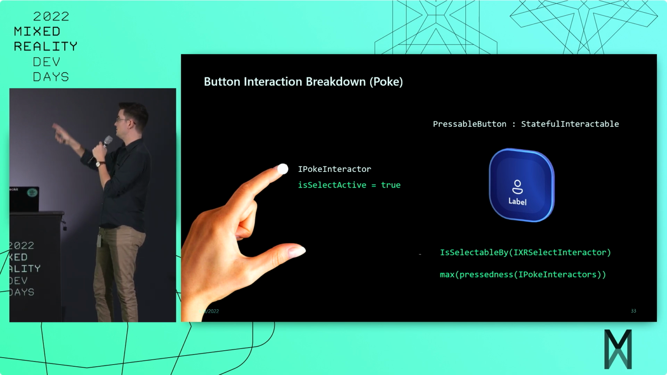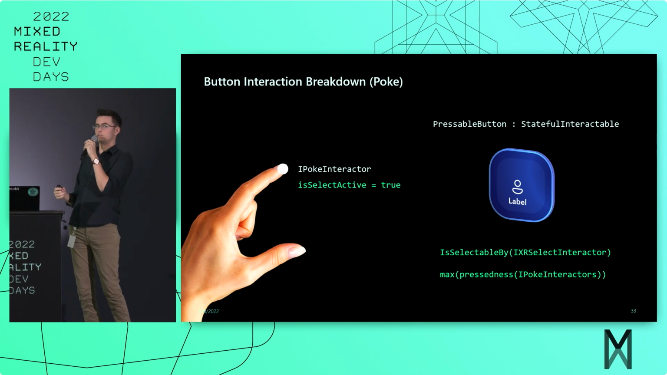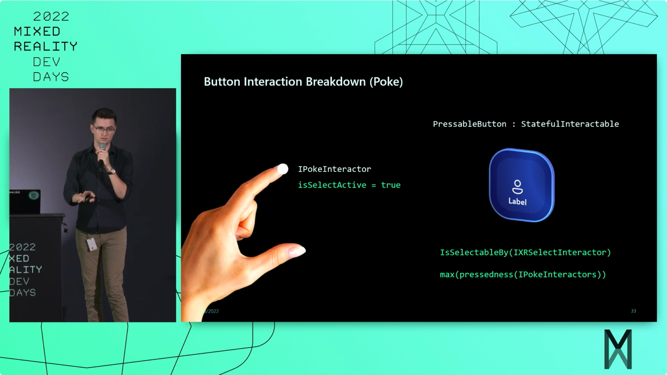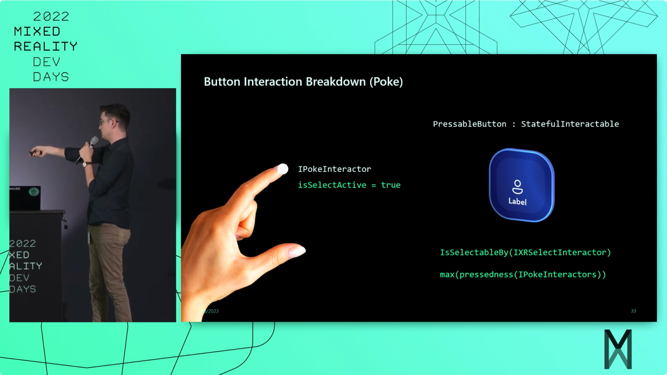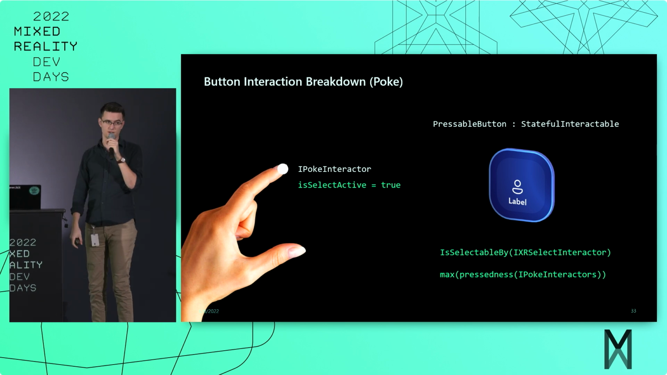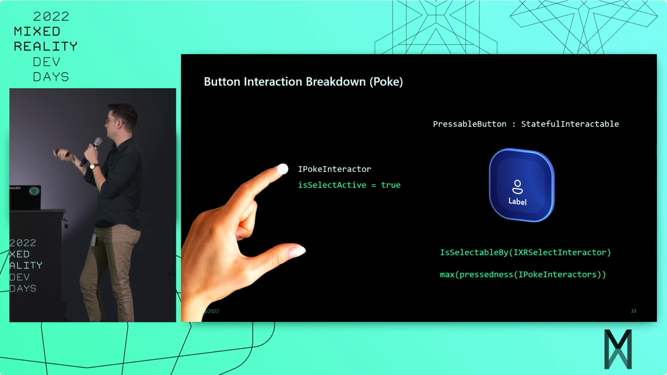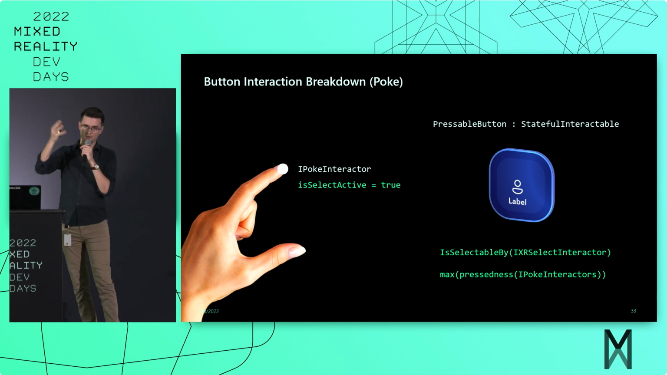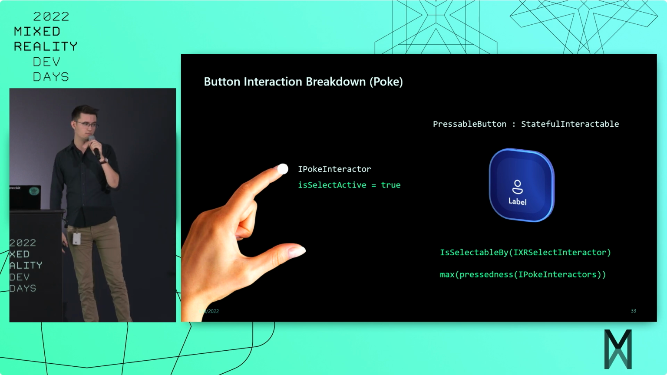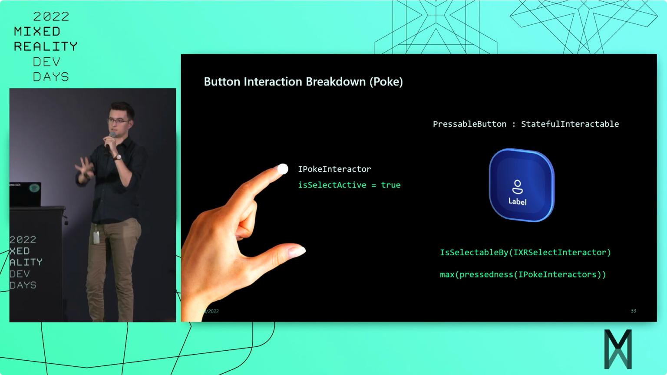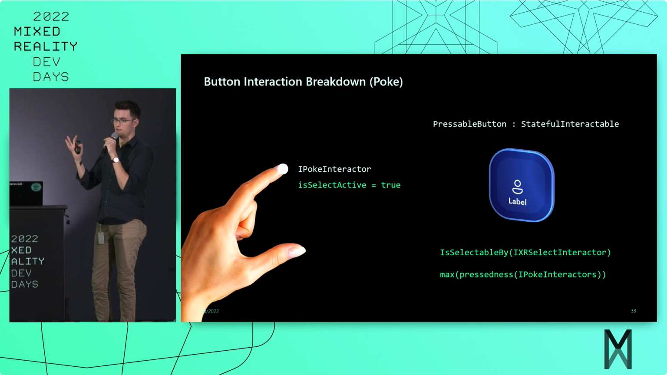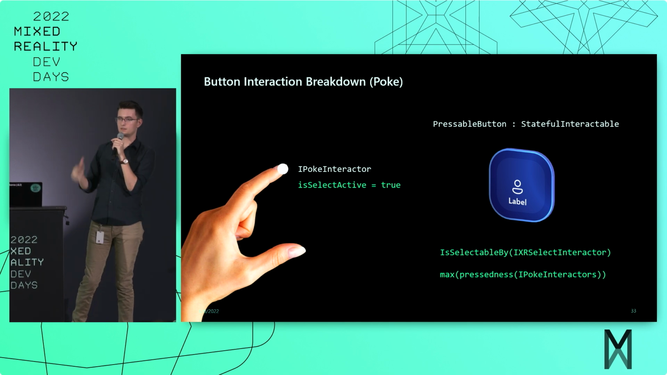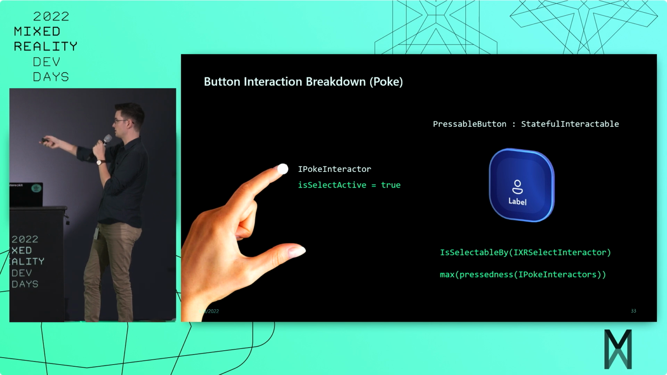It's up to the interactable to say, oh no, you haven't poked me enough to be a selection, so I'm going to reject your selection. XRI has this great little check called is selectable by. The way we do this is, if it's a poke interactor, the button will look at the poke interactor's attach transform and ask, have you pushed me enough? Is my front plate depressed enough to be considered a valid push? If so, then yes, you can select me. That allows the selection to go through, and the button is then selected in XRI.